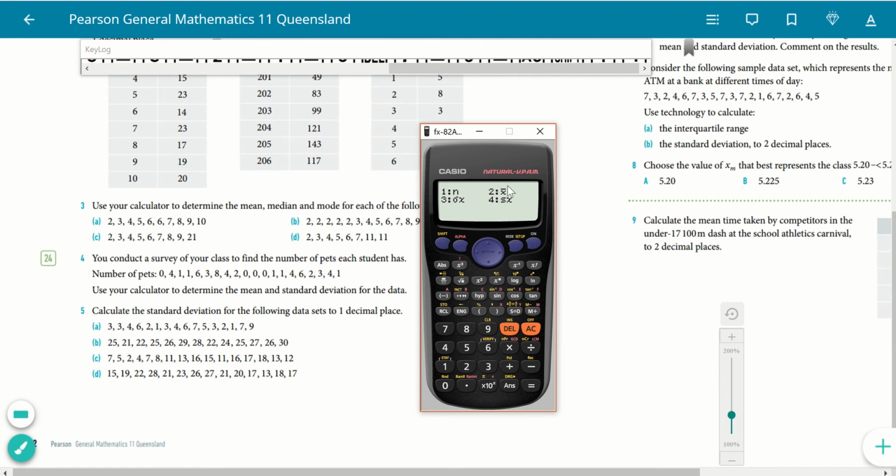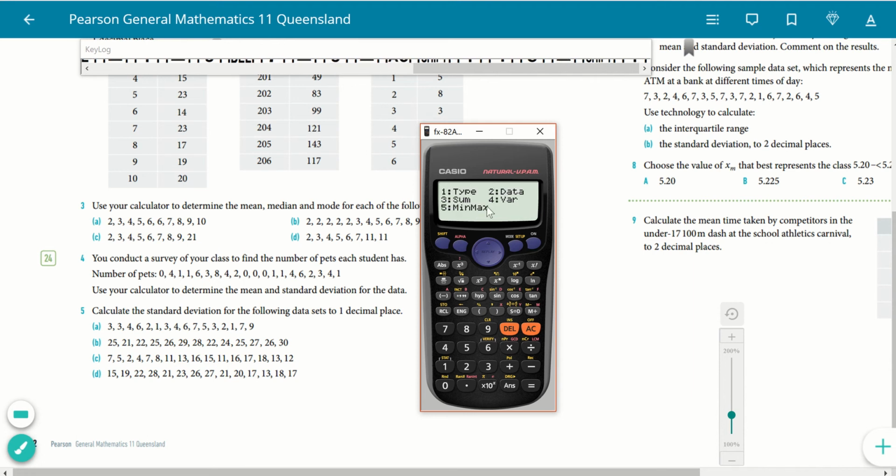Now n is the number of scores, 2 is the mean, 3 is the population standard deviation, and 4 is the sample standard deviation. So let's have a bit of a look at that. So we'll have a look at the population standard deviation, and it's 2 and we want to round it off to one decimal place, so it would be 2.3 for the population standard deviation.